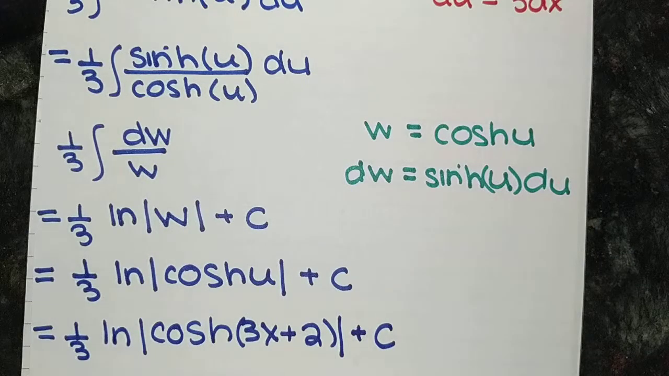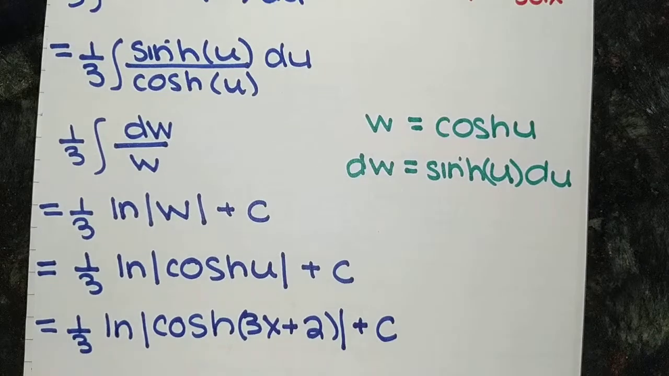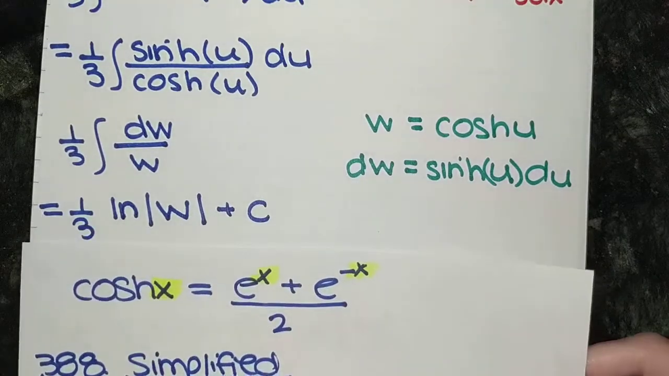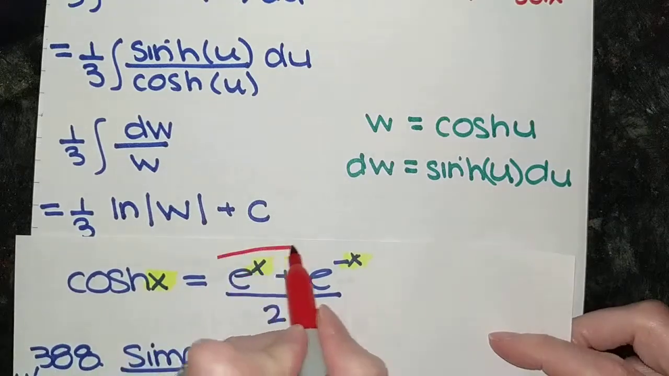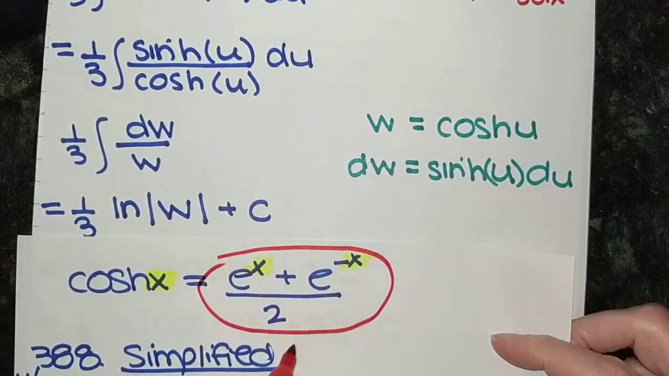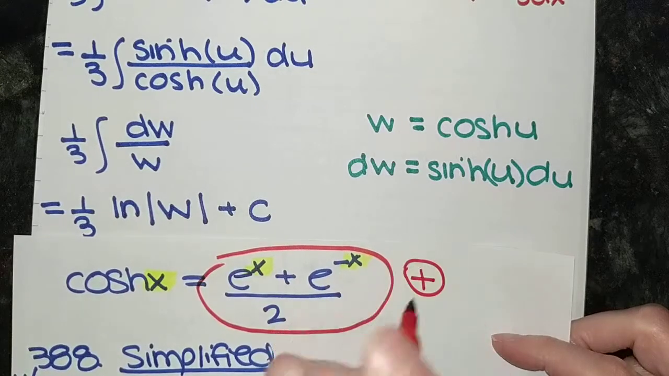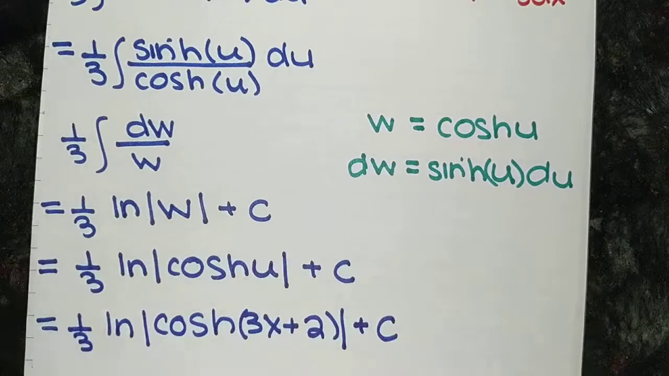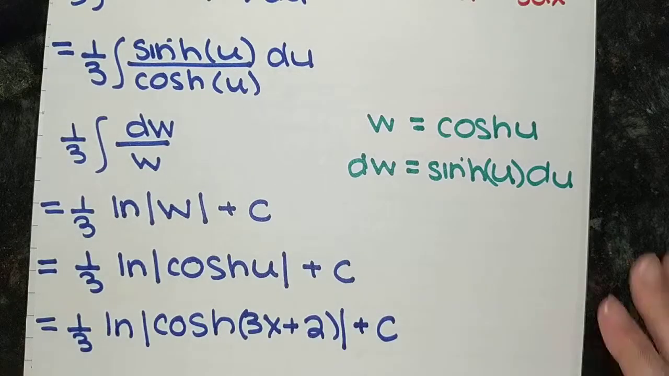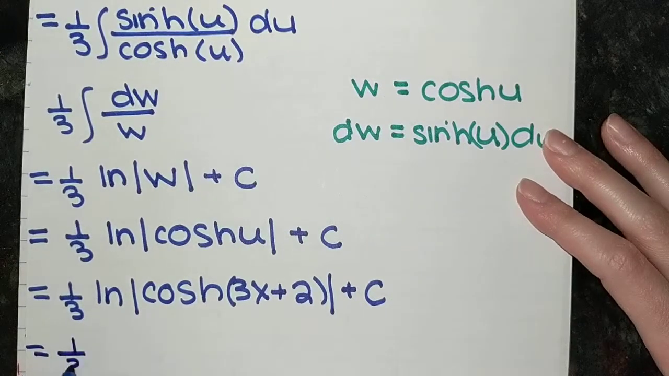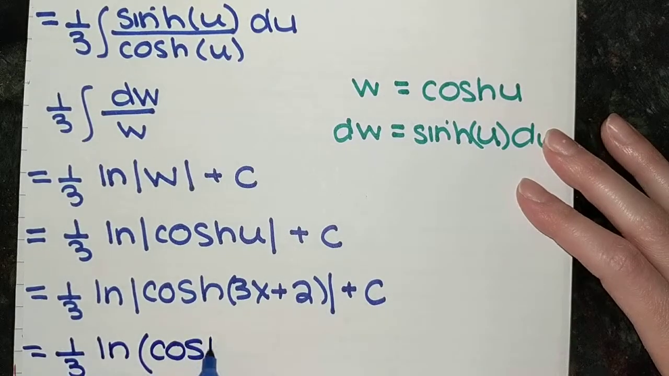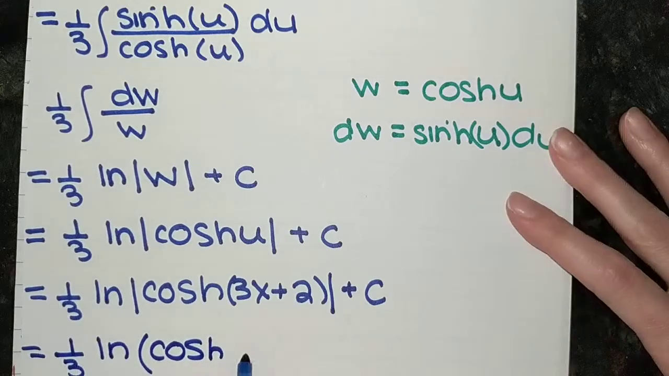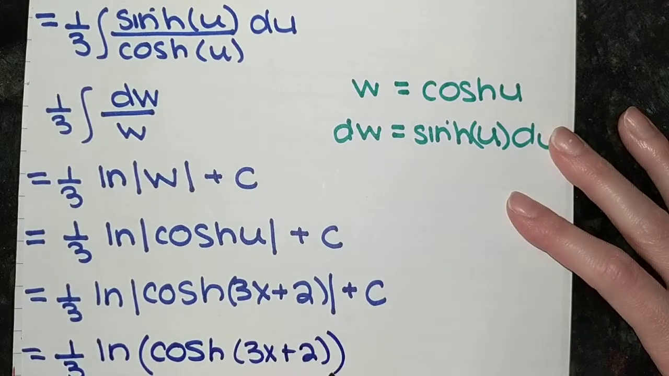Now, you will note that when you look at an answer key, they are not going to continue to put the absolute values around this hyperbolic cosine, because as we talked about, the definition of hyperbolic cosine is e to the x plus e to the negative x over 2. And this is always positive because e to the x is positive, e to the negative x is positive. So you can, and you probably should, drop those absolute values because they really are unnecessary. So you're just taking the natural log of that, drop the absolute values, and then plus c.